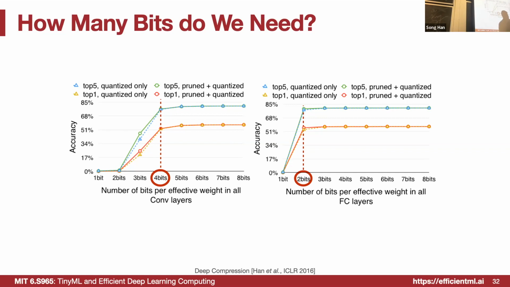For the FC layer, we lose even less. The accuracy is well maintained until we quantize to only 2 bits, which makes it very easy to store the weights in on-chip SRAM rather than having to go off-chip.